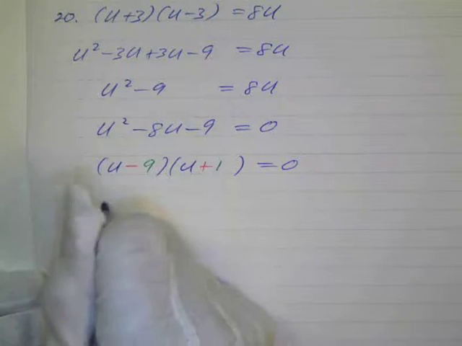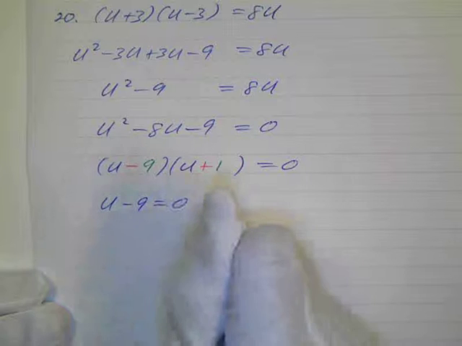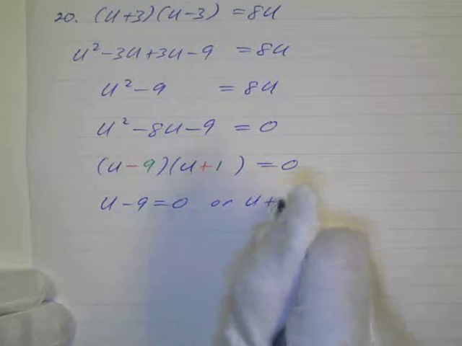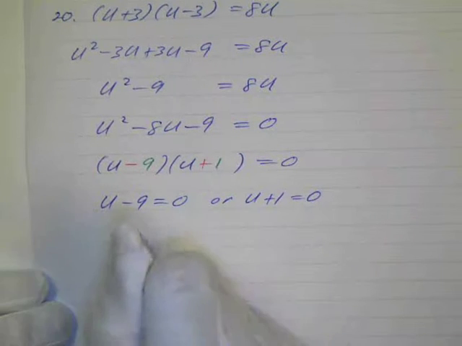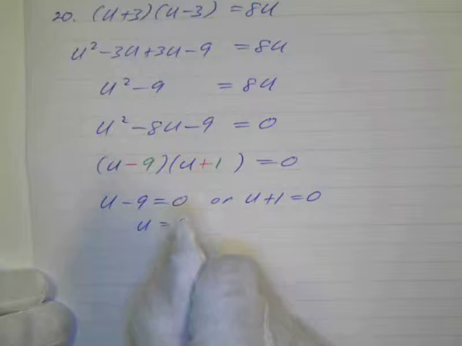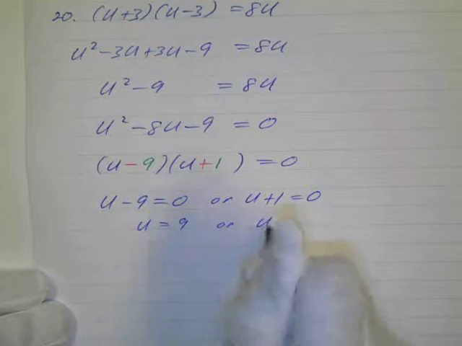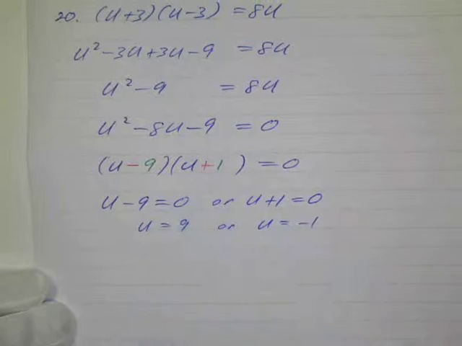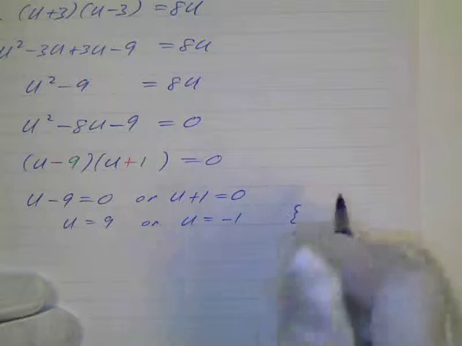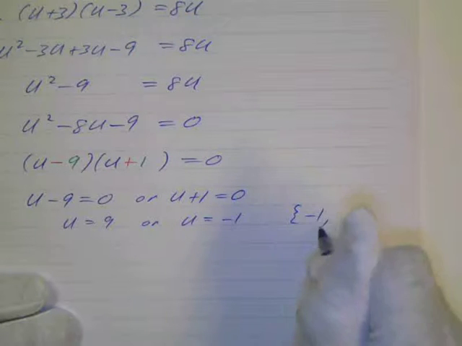So we know that either u minus 9 will equal 0, or u plus 1 will equal 0. So u will either equal 9, or u will equal negative 1. So your solution set is just that, negative 1, 9.